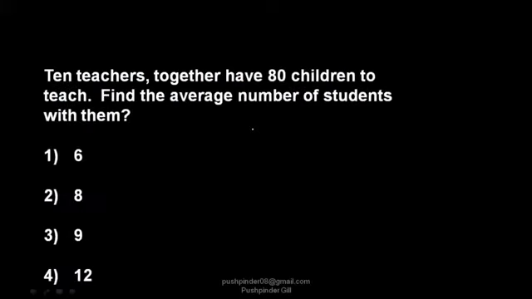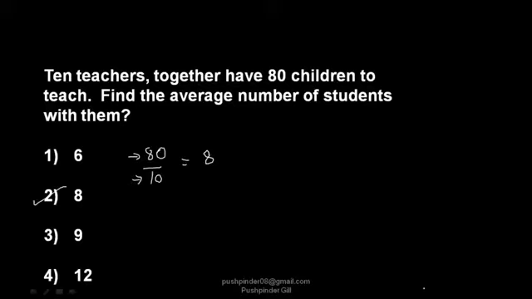Let's take a simple example: there are 10 teachers and they have 80 children to teach. Find the average number of students with them. So there are 80 children that they're supposed to teach, and there are 10 teachers. So there are 10 items and the total of children to be distributed is 80. That means that on average each teacher will get 8 children to teach.